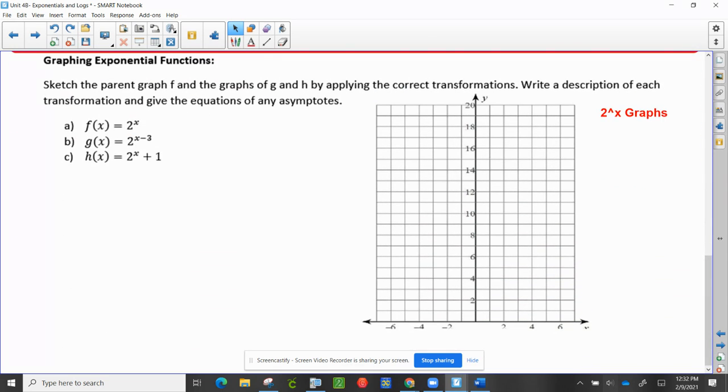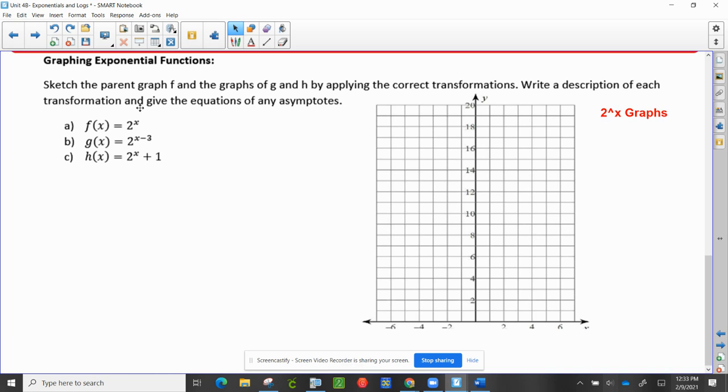So sketch the graph of the parent function f and the graphs g and h by applying the correct transformations. Okay, so our parent function here is 2 to the x power, and this base can change. So there's multiple parent functions for exponentials, it all just depends on what the base is. But 2 to the x, 2 to the x minus 3, and 2 to the x plus 1 are all from the same function. They're just going to have different transformations.